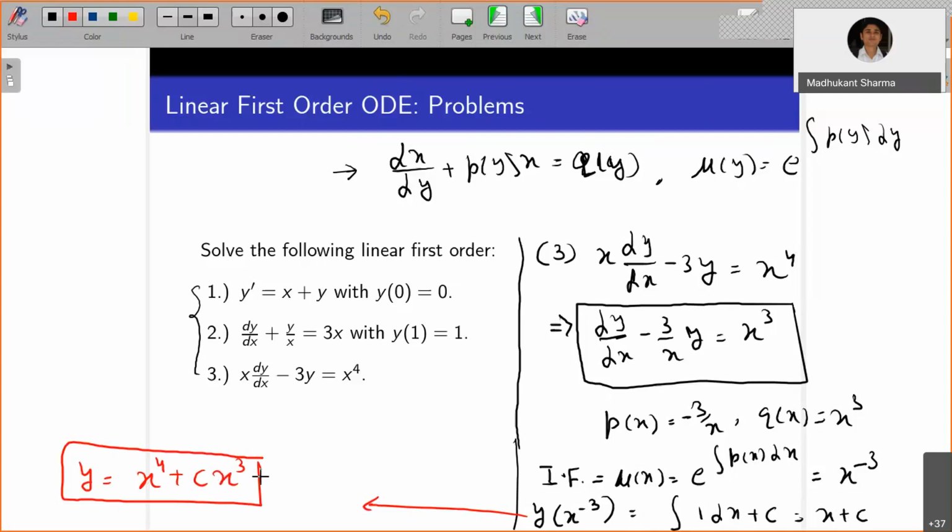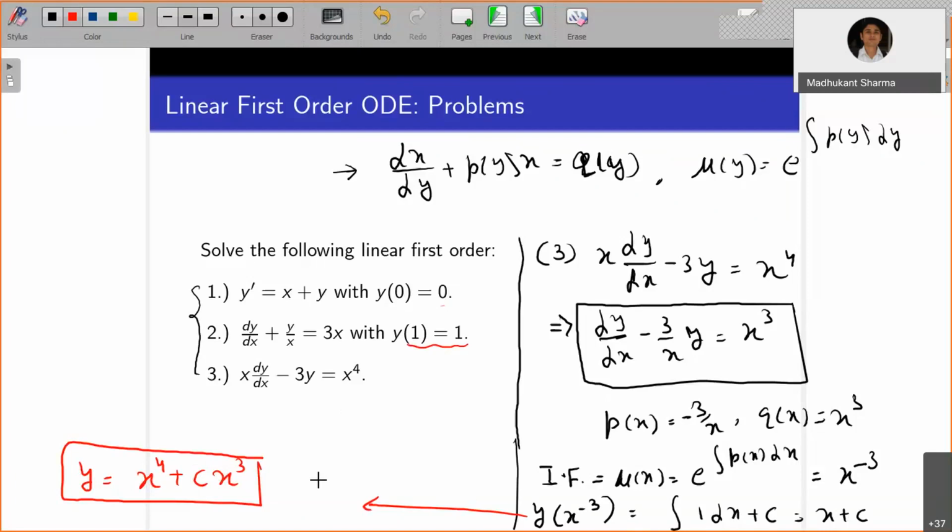If some condition is given, suppose y at 1 is 1 or y at 0 is 0, then y at 0 is 0 will give you c is 0. Y at 1 is 1 will give you 1 equals 1 plus c times 1, so c is also 0 in that case. So you can fit the initial conditions here.